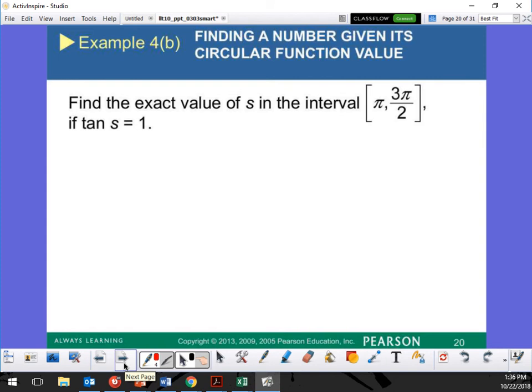Okay, now listen up here. This next one is different, and it says find the value in this interval. Everyone please take out your unit circle right now, the green unit circle. Okay, you have your unit circle out in front of you. Now we have to use two magic fingers here.